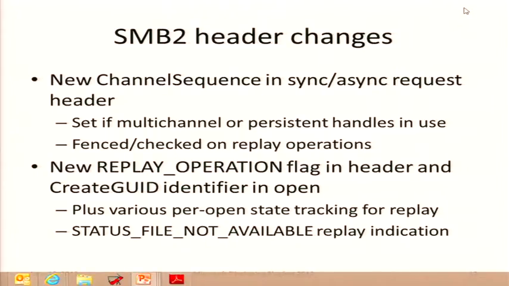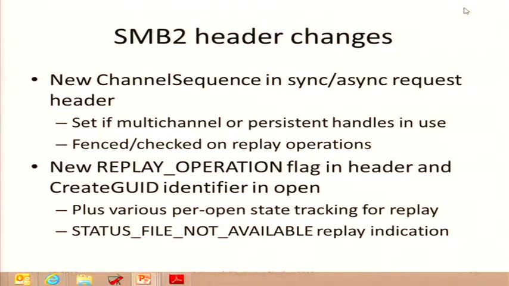Header changes. The fundamental SMB2 header, the thing that precedes all the operations. There's a new channel sequence in the header, both for sync and async. Channel sequence is used if multi-channel or persistent handles are in use, and it's used to basically enforce sequencing and fencing on replay operations. The channel sequence is a small integer, I'll show you in a sec, and it's present in every message when those attributes are in use on the session.